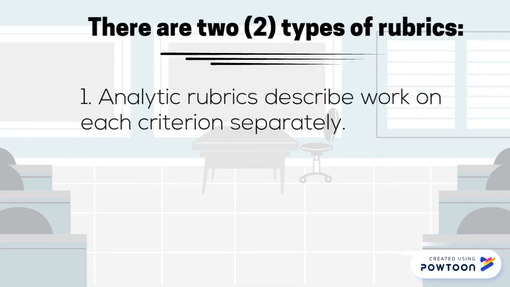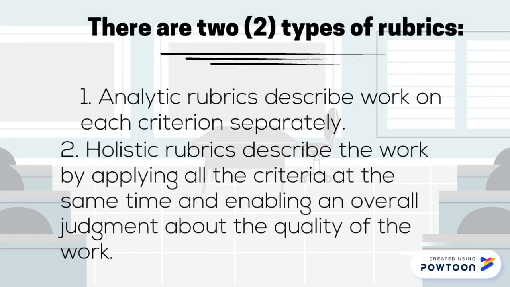First is the analytic rubrics, which describe work on each criterion separately. Second is the holistic rubrics, which describe the work by applying all the criteria at the same time and enabling an overall judgment about the quality of work.